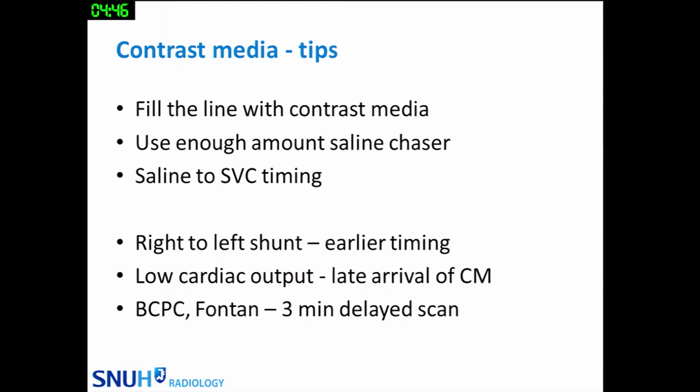If the patient has a right-to-left shunt, you have to use earlier timing because the contrast media goes to the aorta directly from the right ventricle. If the patient has low cardiac output, the arrival of the contrast media to the heart may be delayed, so you have to prolong that. If the patient has a BCPC or Fontan, the early arterial phase has some meaning, but it is almost impossible to see the pulmonary arteries and the Fontan tract in the early arterial phase. So we have to add a delayed phase. I usually add a 3-minute delay, but it can be adjusted by patient size and cardiac function.